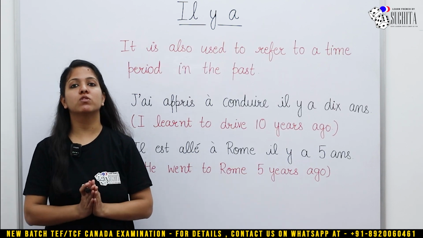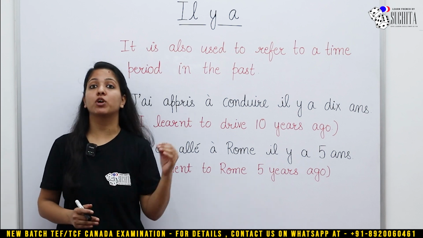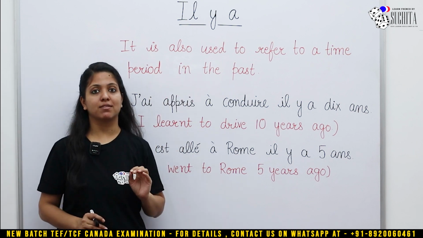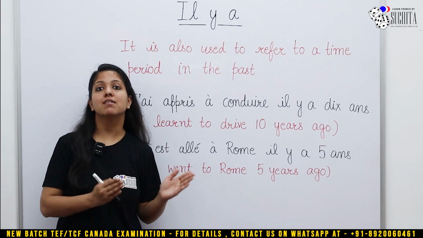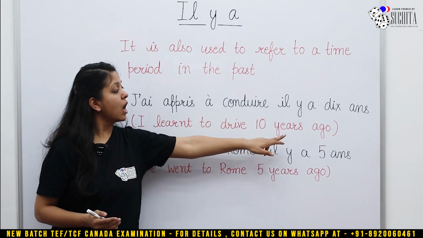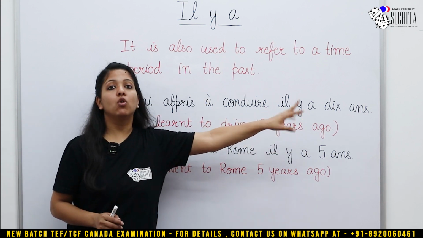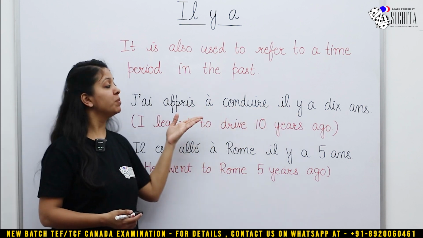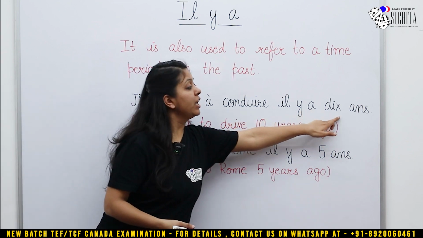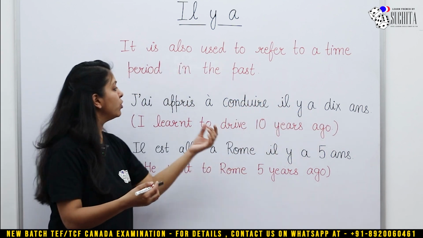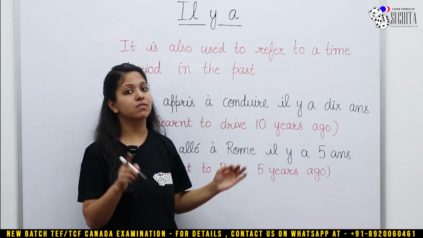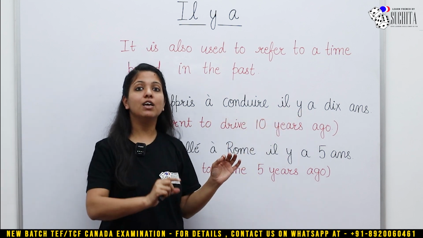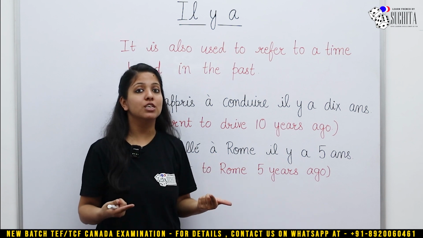Okay, there is also one more usage of il y a, which is completely different from whatever we have learned till now. It is also used to refer to a period of time in the past. So here il y a doesn't mean there is or there are. Instead, the meaning is ago. After that, there should always be a time period. For example, j'ai appris à conduire il y a 10 ans, which means I learned to drive 10 years ago. Literally it would mean I learned to drive there is 10 years, but no, it means I learned to drive 10 years ago. So if il y a is followed by a time period, the meaning changes into ago.